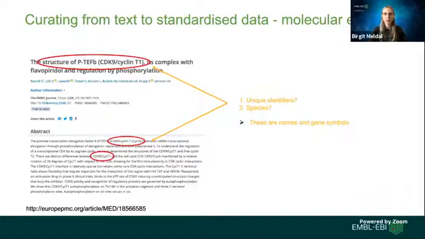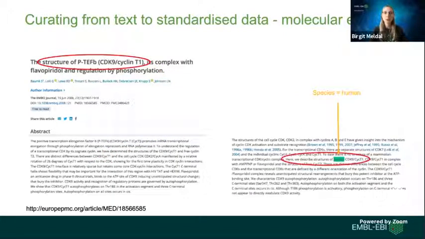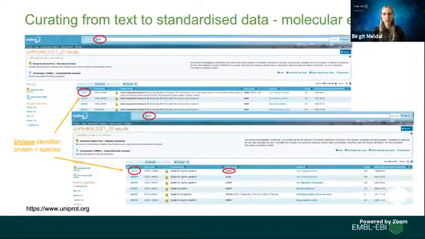Next, please. The species we can identify from the publication. If it's not in the publication, we have to go through references, etc., which can be quite cumbersome. But here we're lucky, it's mentioned once, so we're dealing with the human CDK9 cyclin T1 complex. Next, please. And then we have to find the actual standard identifier for these two proteins.